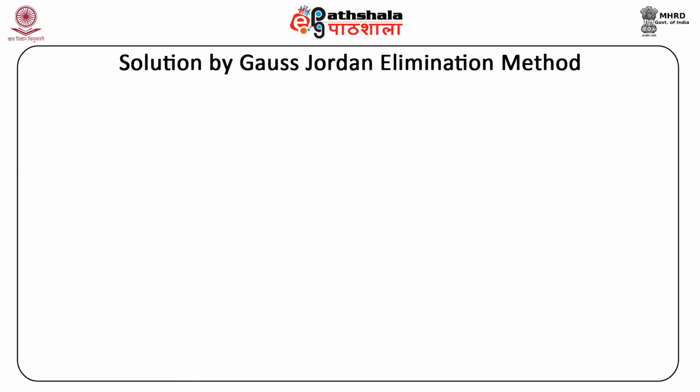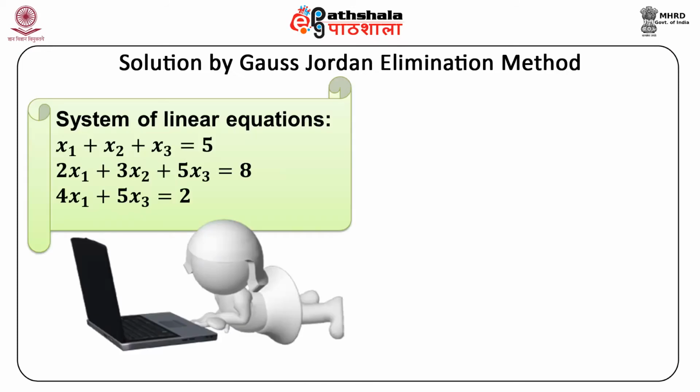Again, the augmented matrix is formed for the given system, reduced to the desired form, and the equations are formulated corresponding to the reduced matrix. The matrix, which is in the simplified form, provides the solution by using back substitution. Example. Solve the following system of linear equations. x1 plus x2 plus x3 equal to 5, 2x1 plus 3x2 plus 5x3 is equal to 8, 4x1 plus 5x3 is equal to 2. Solution.